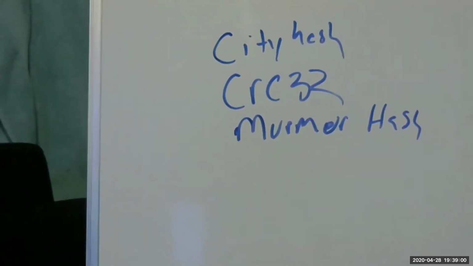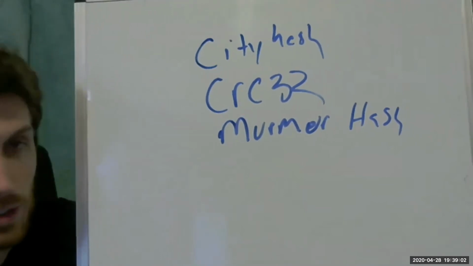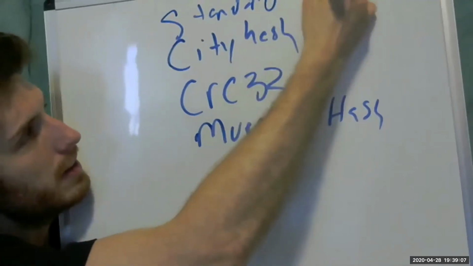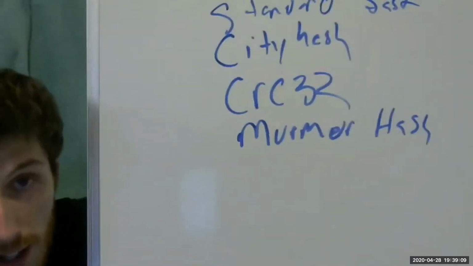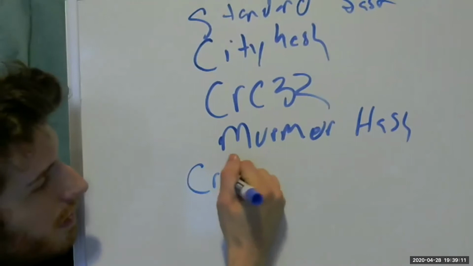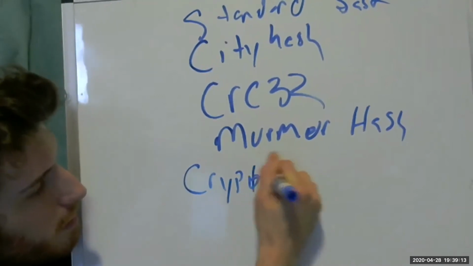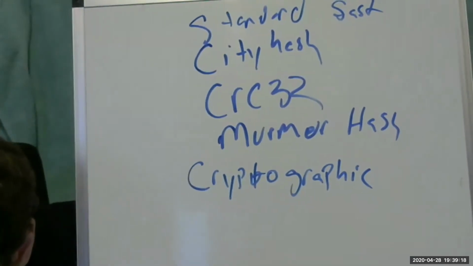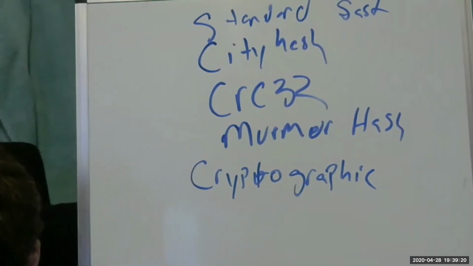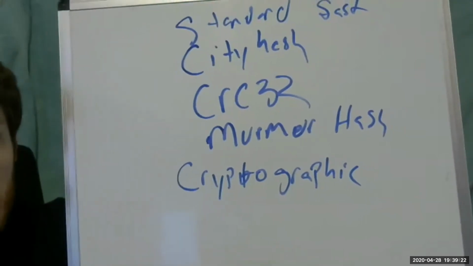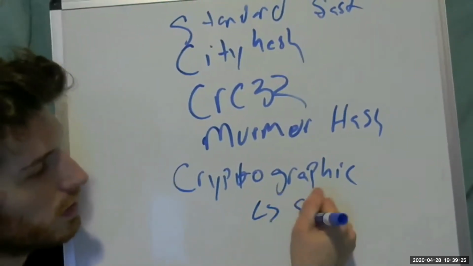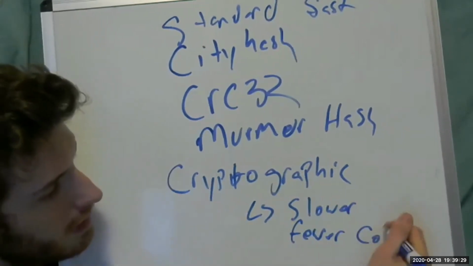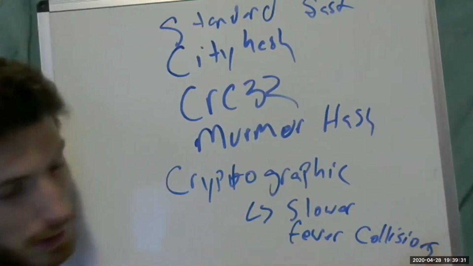And then there are also cryptographic hashes. So the first kind is standard and fast. And then you have cryptographic. Those are generally slower, but have fewer collisions. So these are slower with fewer collisions. And I will explain what a collision is in a second.